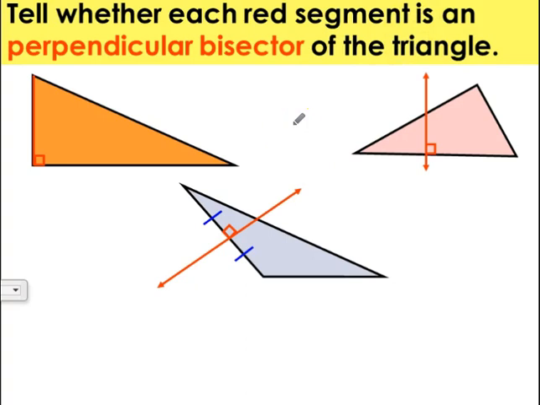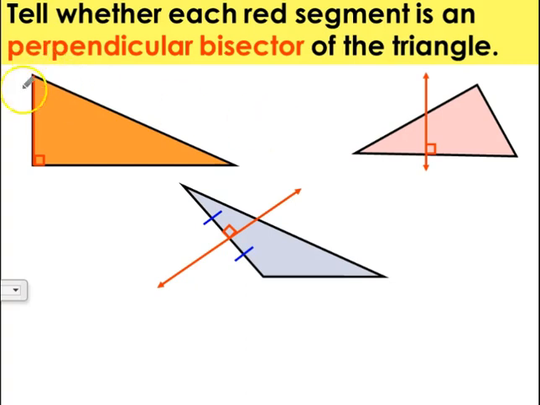All right, so let's do a quick practice problem here. There are some red segments on three different triangles, and I want you to determine if that red segment is an example of a perpendicular bisector. So what are the two characteristics that a perpendicular bisector has to have? Perpendicular means it's got to have a right angle, and bisector means it's got to divide the side of the triangle that it intersects into two equal parts.